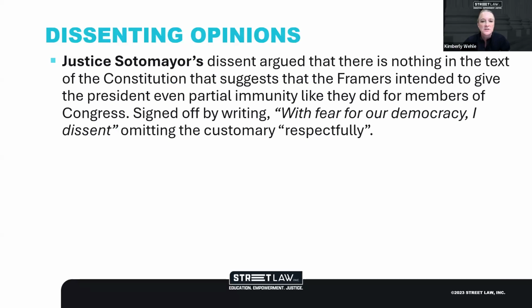Okay, so Justice Sotomayor's dissent argued, as we laid out when laying out the government's arguments, that there's nothing in the text of the Constitution that suggests that the framers intended to give the president even partial immunity. They knew how to create immunity. When they wanted to create immunity, they did it for members of Congress. So if they wanted to do it for the president, they would have done the same thing, and they didn't. So that silence speaks volumes. And I think it will probably become even more well-worn.